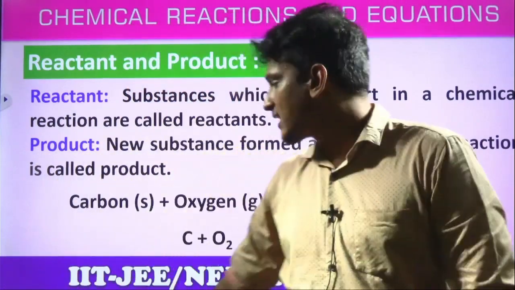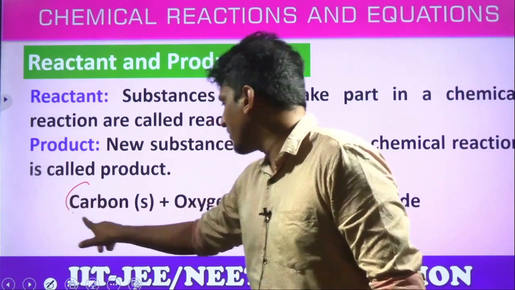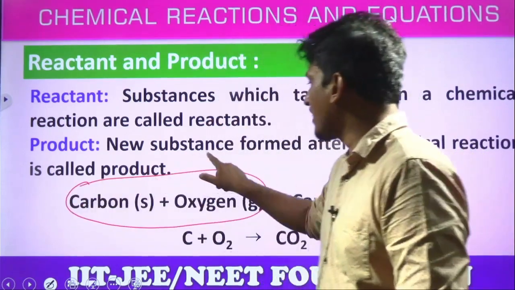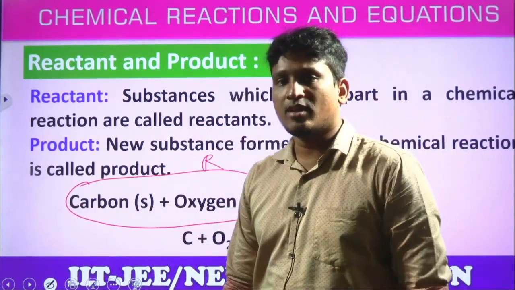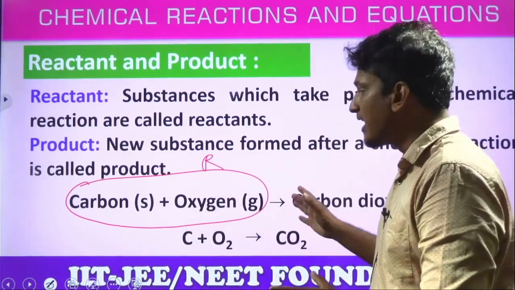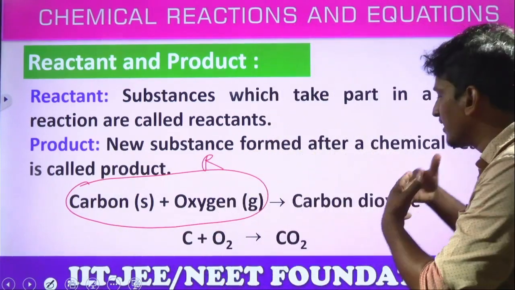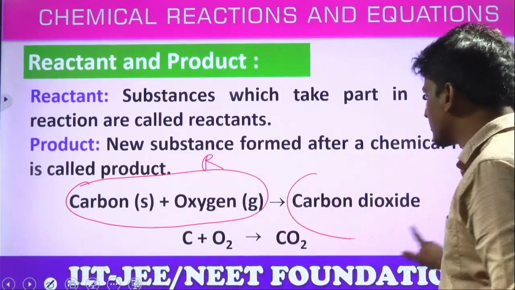Now what are the reactants here, students? In this reaction, what are the reactants? Carbon and oxygen are reactants. Why? Because they are reacting. Yes or no? These reactants we have to indicate before the arrow. Why? Because they are the only ones reacting, and they are producing a new substance. That new substance is called carbon dioxide.